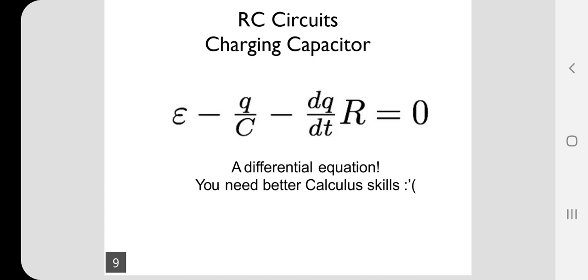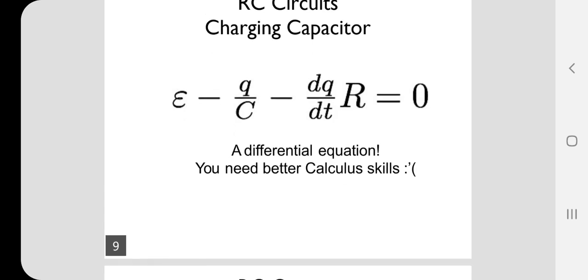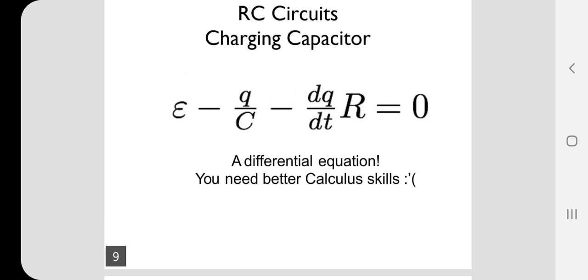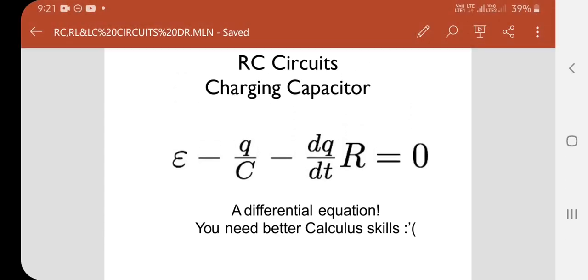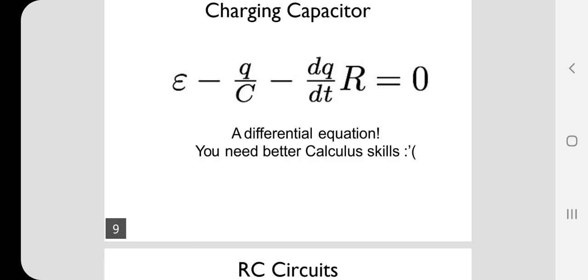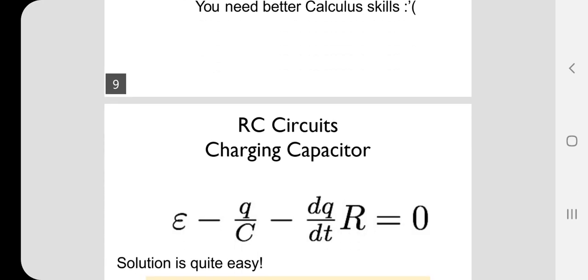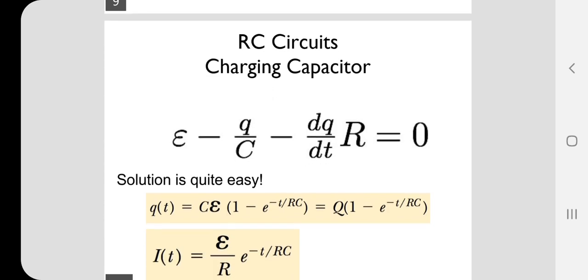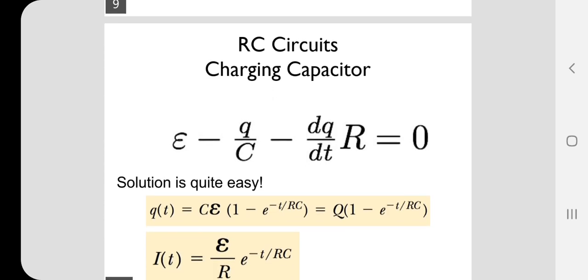A differential equation needs better calculus skills. You already know how to equate this, which is generally used to take dq by dt into R. Dividing on both sides, you will get some relation. This is generally E minus q by C minus dq by dt into R.